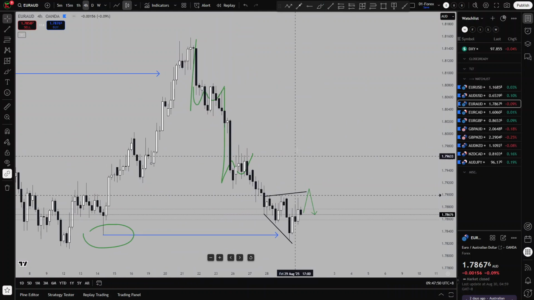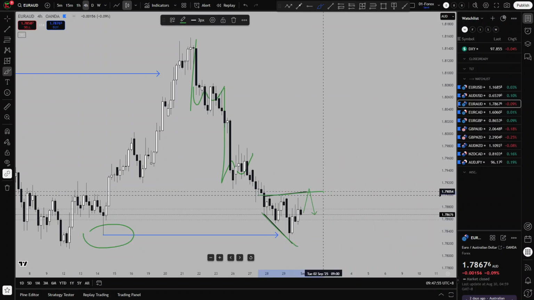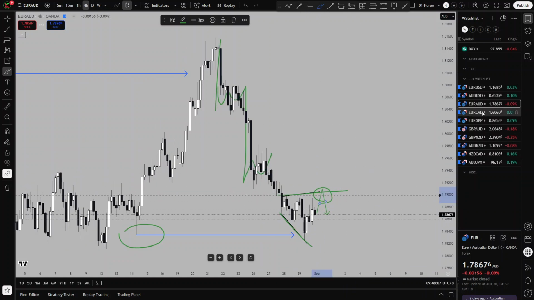This could actually be a 4-hour play. You can see here we are forming kind of an expanding structure into the low, and if price is showing some reaction here, retesting the high, I'm more than happy to enter a short in this area.